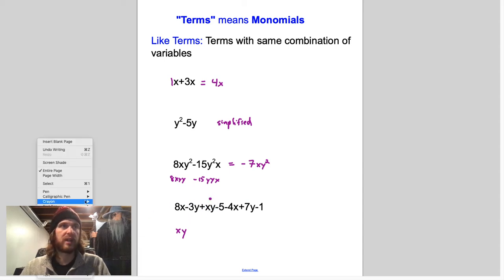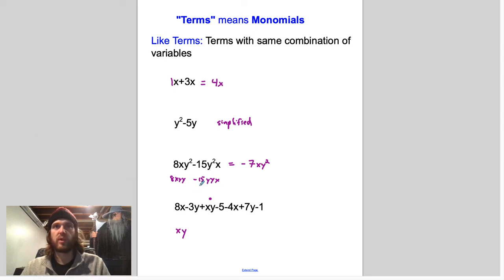Okay, next I'm going to come down. Let's do degree 1, and we'll do the ones in degree 1 in alphabetical order, okay? 8x is in degree 1, 3y is degree 1, negative 4x is degree 1, 7y is degree 1. So let's do them in alphabetical order, which would mean x is first. 8x minus 4x gives me plus 4x.